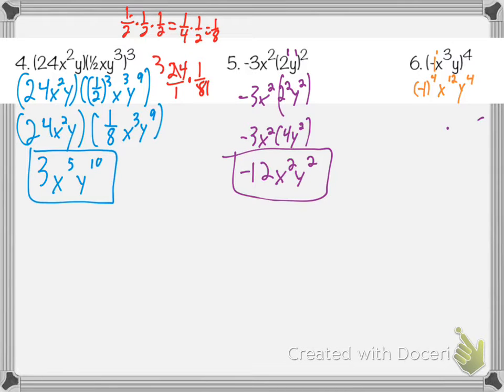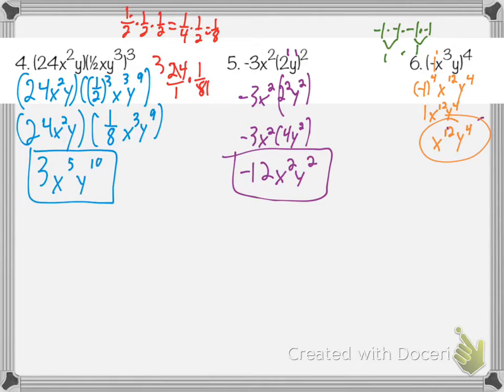Now what is negative 1 to the 4th? Positive 1. That's negative 1 times negative 1 times negative 1 times negative 1. Negative 1 times negative 1 is 1, and 1 times 1 is 1. Do you have to write it if we're multiplying by 1? No. So we have x to the 12th, y to the 4th.